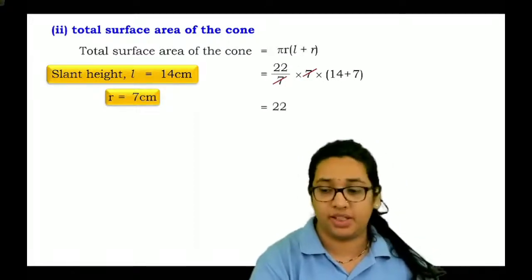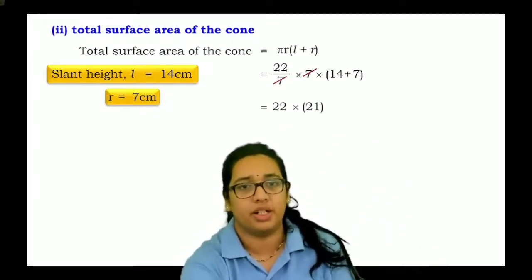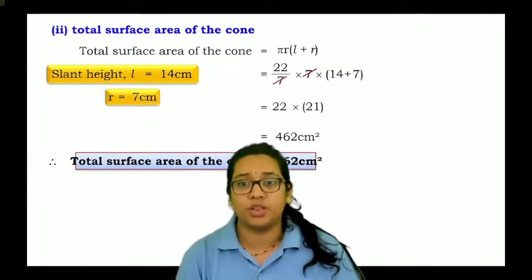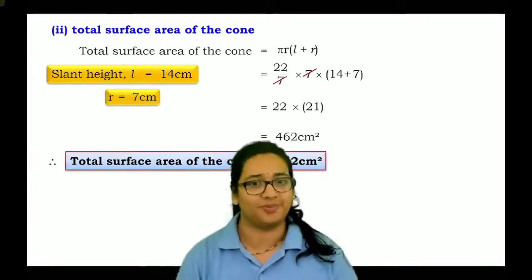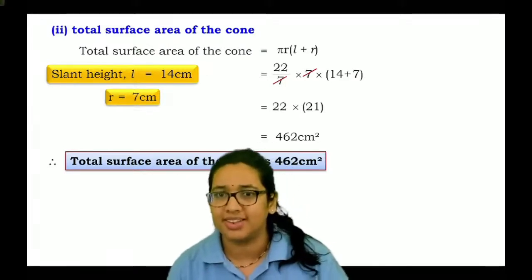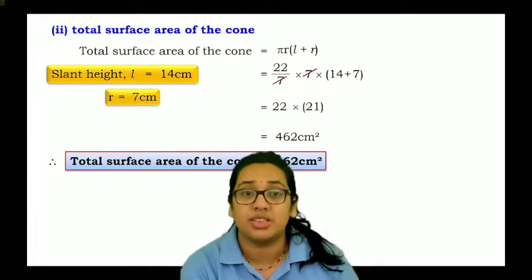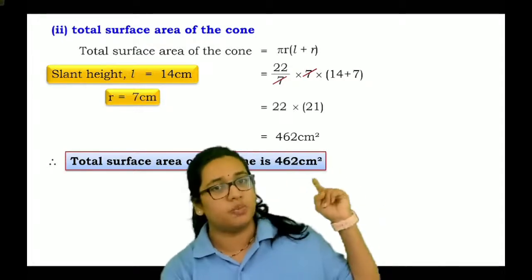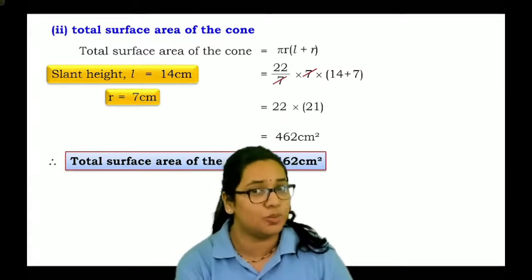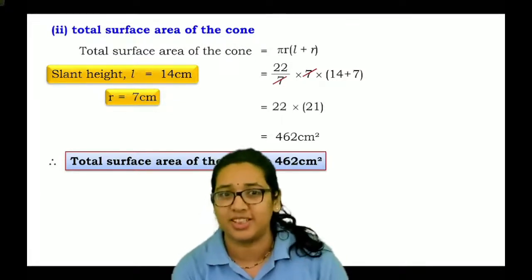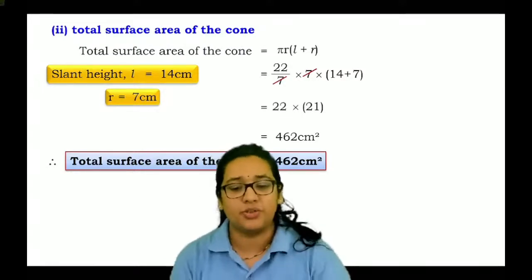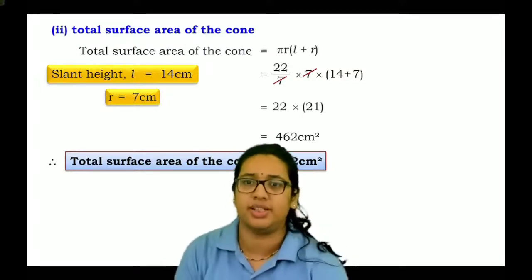You might have got the calculation as 22 into 21, which is nothing but 462. Rajesh, good, very good, good one. So only Rajesh has answered. Good, fine. No cheating at all. Okay, you have to do the calculation yourself. So the total surface area of the cone will be 462 square centimeter.